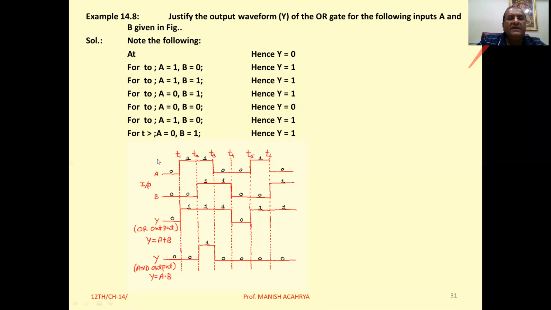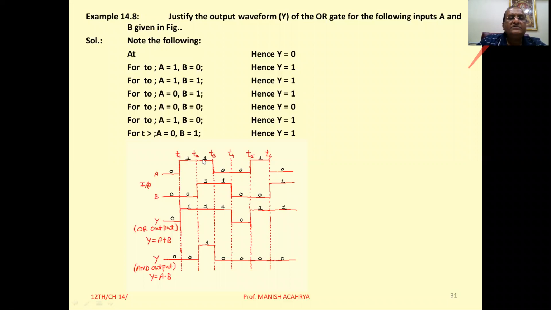T less than T1, here first A is 0, B is 0, so output is 0. Then for the time T1 to T2, A is 1, B is 0, so output is 1. So this one is an OR gate, so we know this thing for an OR gate, if all the inputs are absent, then and only then the output is absent. In any other case, we will get output.